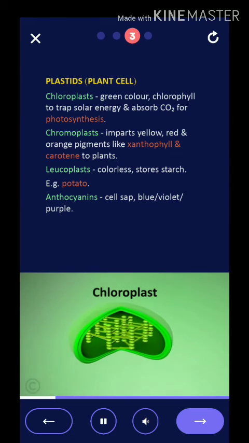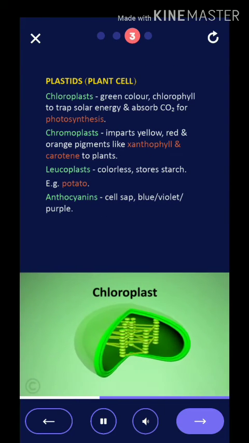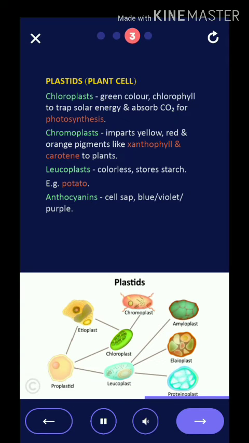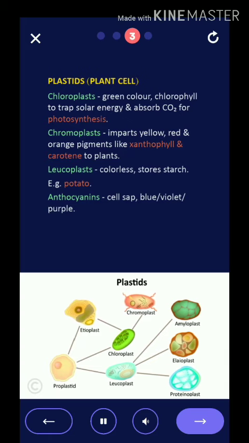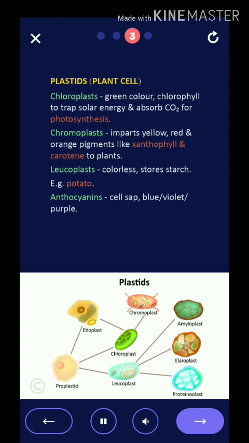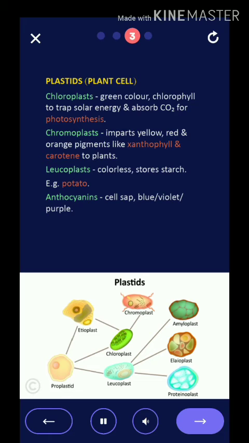Plastids are present only in the plant cell. Chloroplasts are green in color, have chlorophyll to trap solar energy, and absorb carbon dioxide for photosynthesis. Chromoplasts impart yellow, red, and orange pigments like xanthophyll and carotene to plants. Leucoplasts are colorless and store starch. Example: potato. Anthocyanins present in the cell sap give blue, violet, or purple color to the plants.